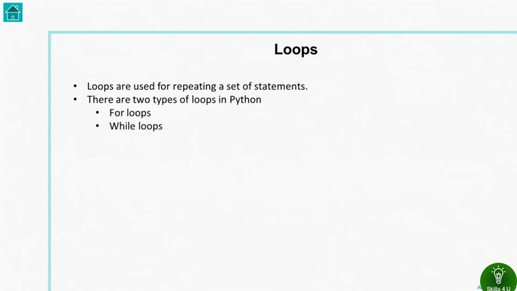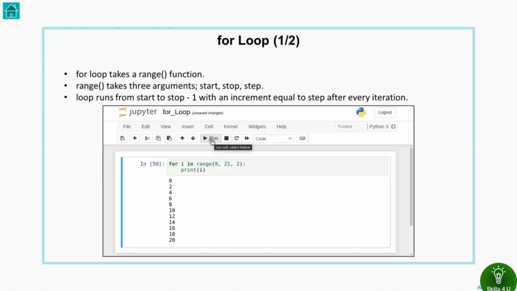Loops in Python are much more intuitive than any other language. We have two types of loops: for loop and while loop. For loop takes a range function which takes 3 arguments: start value, end value, and step value. The for loop begins at start value. However, it runs until end value minus 1. This is because the end value is exclusive. After every iteration, the iterator is incremented by step value.